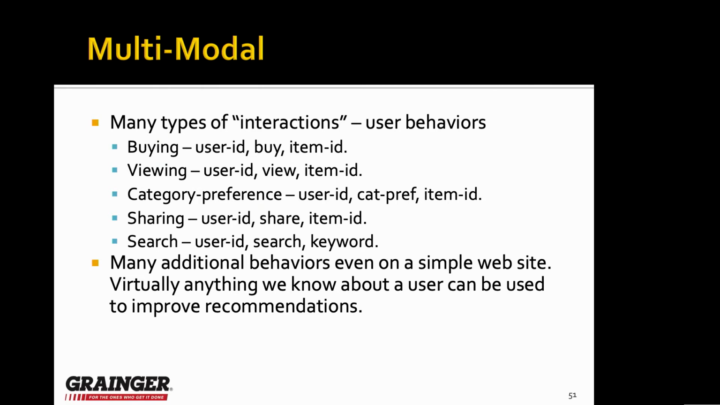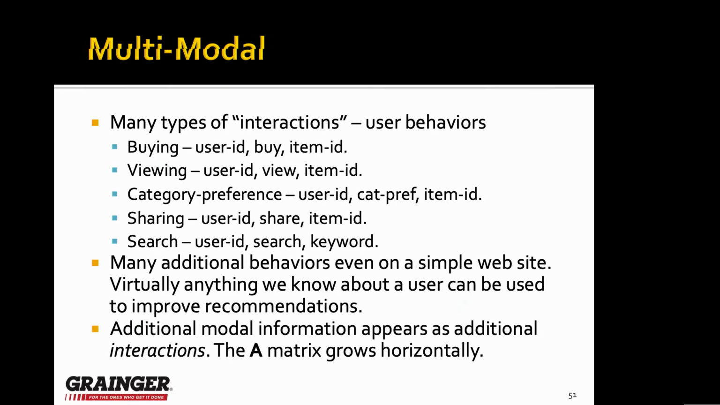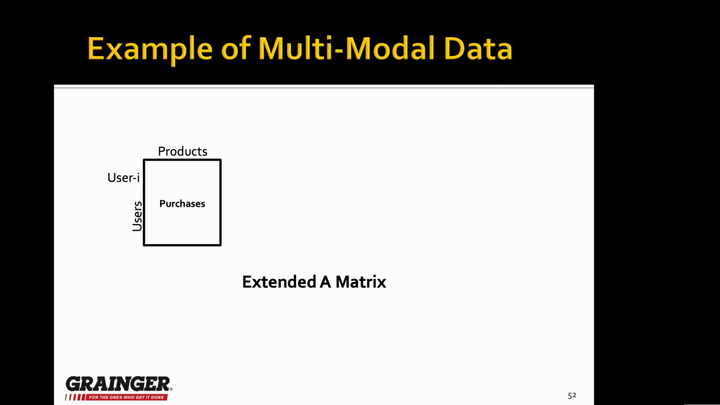Well, we can improve our matrix by making it grow horizontally. And it works like this. We previously saw the fact that we had users and products in a matrix. We saw that it was our A matrix. The first thing that we introduced, that matrix was just compressing the data down to a simple representation.